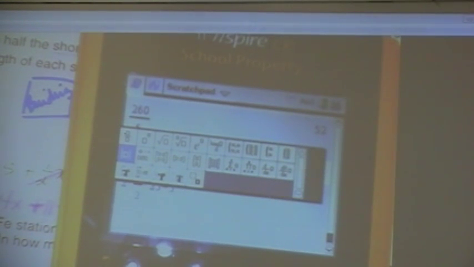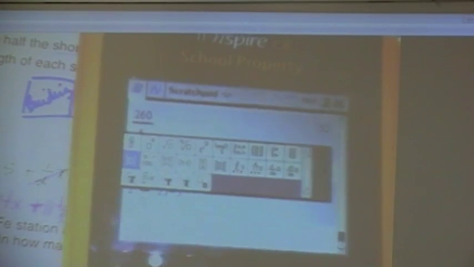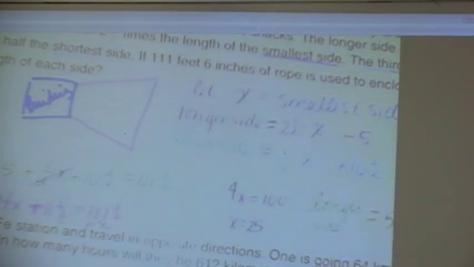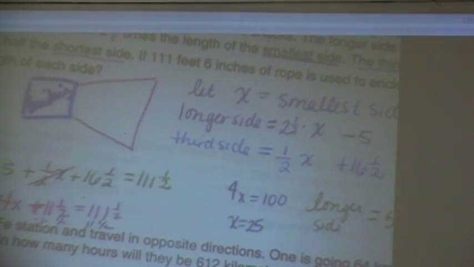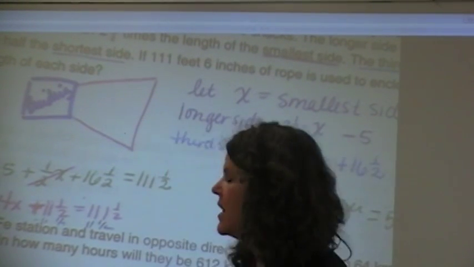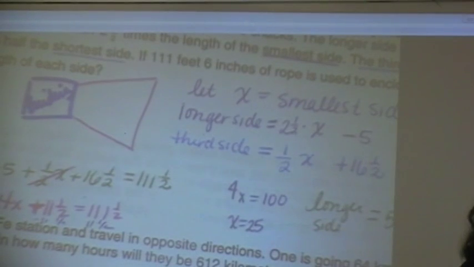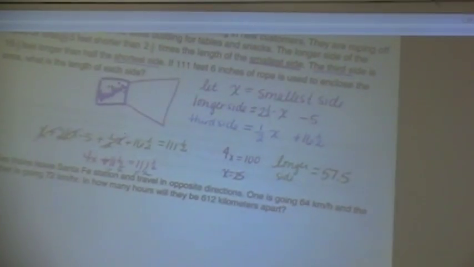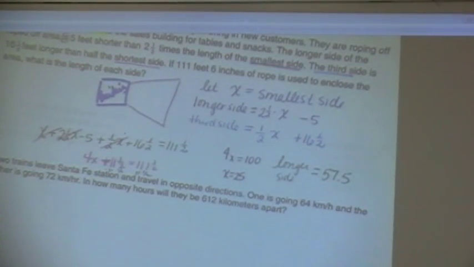There has to be a way to do it. I'll find it. But I know this for sure. 2.5 is 5/2. So if you'll put it in, I'll find where the mixed number key is. But 2.5 is 5/2. If you put it in as 5/2, you should get 57.5, because I just did it in my head.